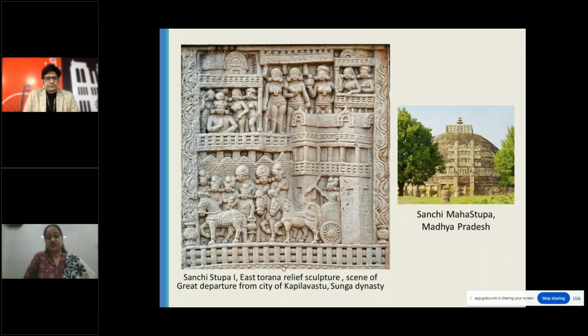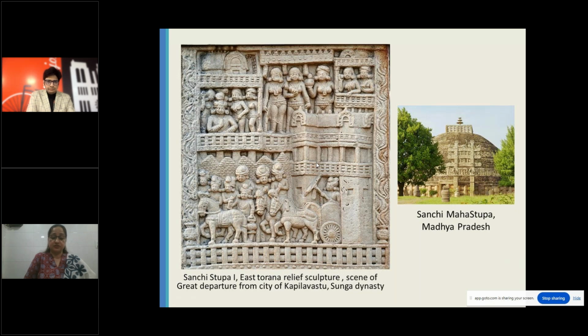Now, this is the Sanchi Mahastup from Madhya Pradesh. We all know that Buddhism became a very popular religion in the 2nd century. This is the entrance gateway, and it has 4 entrances, which are very beautifully and meticulously carved. Now, particularly, I want to show you the East Toran. Toran means the entrance. It's the scene of great departure of Buddha from the city of Kapilvastu.